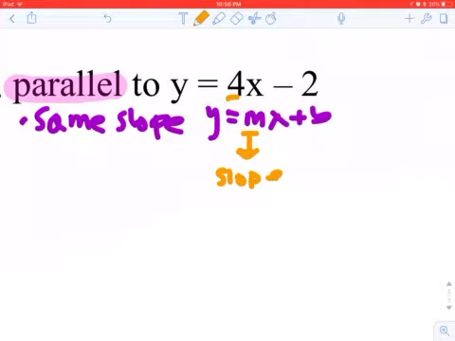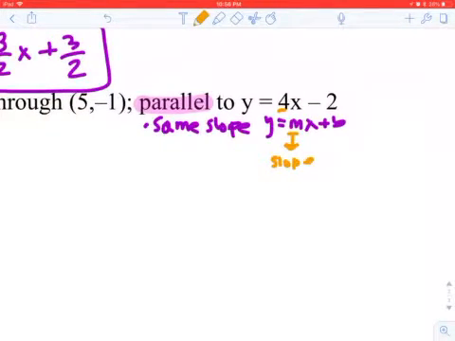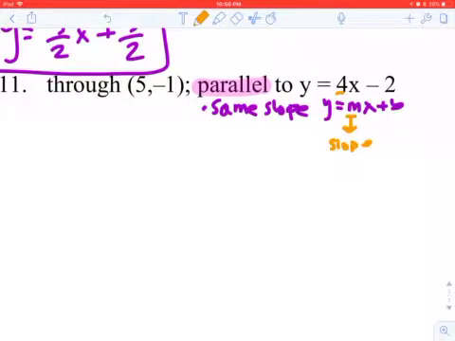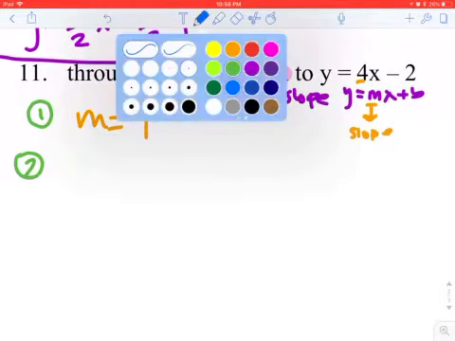So in this case, the number in front of the x, that's a 4. So this equation, the slope is 4. If you want a parallel slope to it, then the slope that we need is also 4 because it has to be the same. So there's your first step. You found your slope. Second step, point slope form.